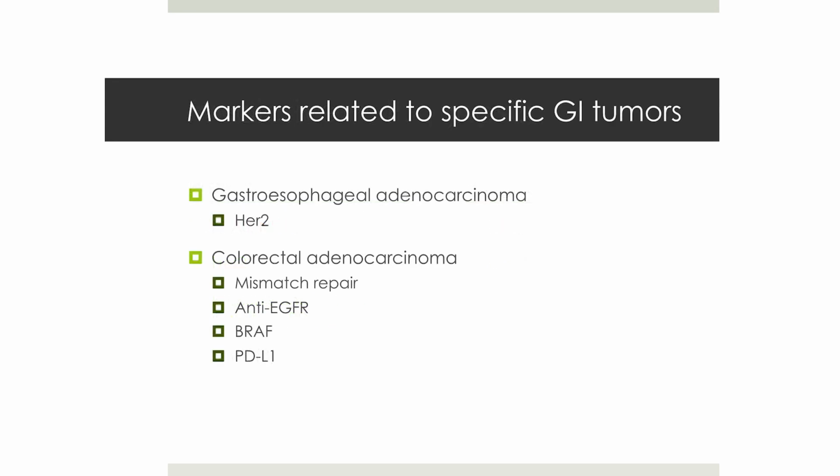These markers relate to a lot of different tumors, but they're most established for HER2 related to gastroesophageal carcinoma, and then mismatch repair, which again is associated with a lot of different tumors, anti-EGFR, BRAF, and PD-L1. And again, PD-L1, a lot of different tumors. But in this context, we're going to talk about them with colorectal adenocarcinoma.